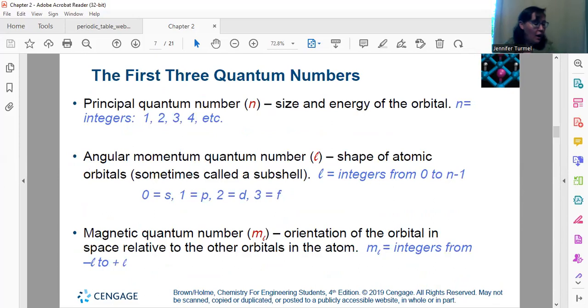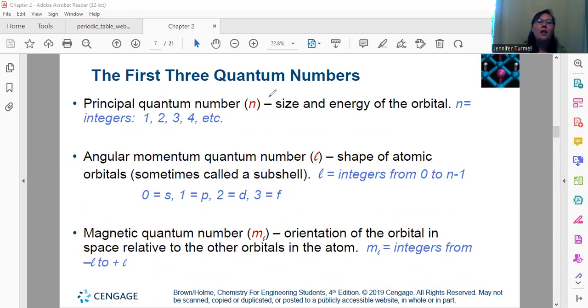Let's talk about quantum numbers. So quantum numbers are basically like an address for every single electron in an atom. Okay, so we have these different ways of describing where you can find electrons in the atom, or rather where you're most likely to find them in an atom.